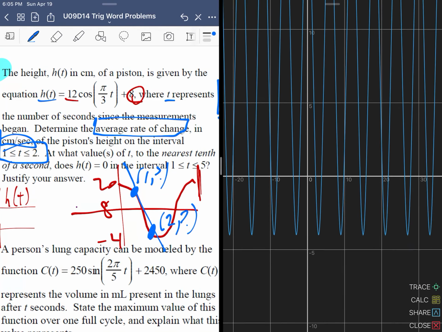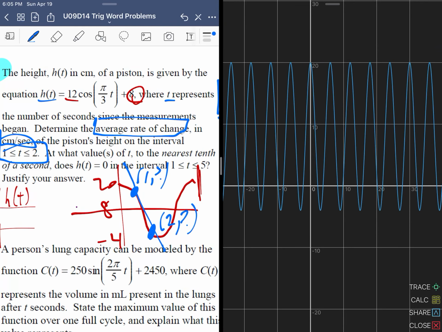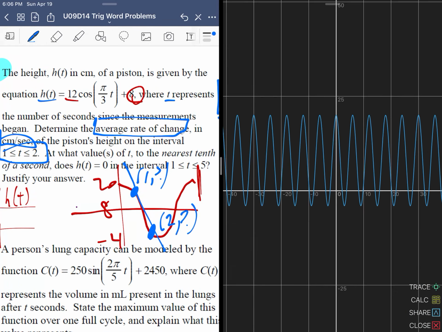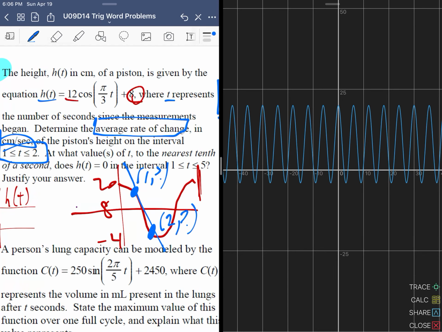So, all right, the maximum value appears to be 20, the minimum value appears to be negative 4. It completes its cycle, it starts at the 20 and it ends at the 20 again, and it's somewhere before 10, that's like 2 pi, or the 1/3 would probably make it take longer. But this is our curve, and the slope is going to be occurring between 1 and, well, let me do the trace feature maybe.